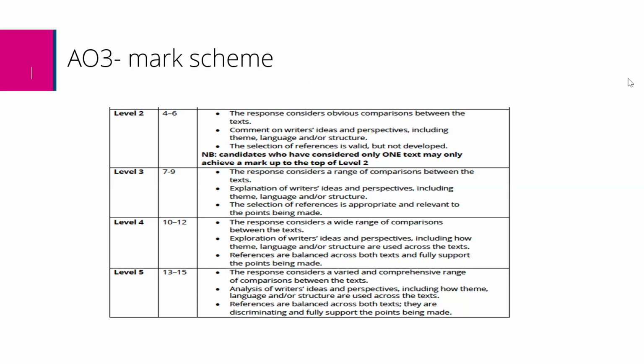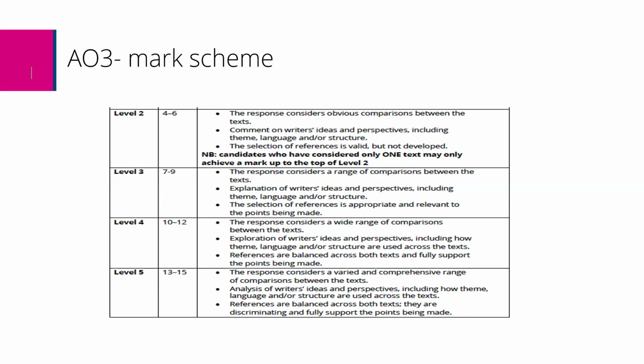Okay, so looking at the mark scheme for the AO3, the consideration of comparisons, and again, AO3, like the AO2 question, we can't say you need to make X number of comparisons. It's whether or not you fit these into where they fit in the mark scheme. So in level 2, it's obvious comparisons. In level 3, it's a range of comparisons. In level 4, it's a wide range of comparisons. And in level 5, it's a varied and comprehensive range of comparisons.